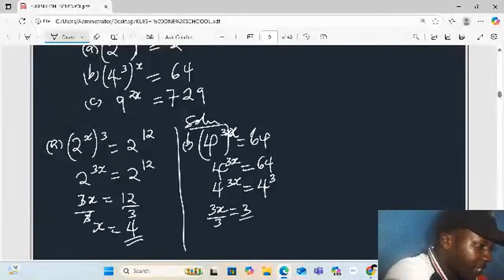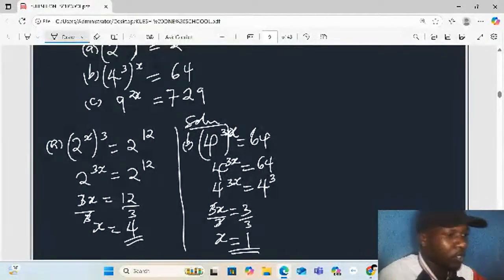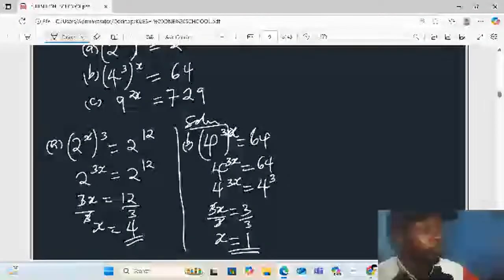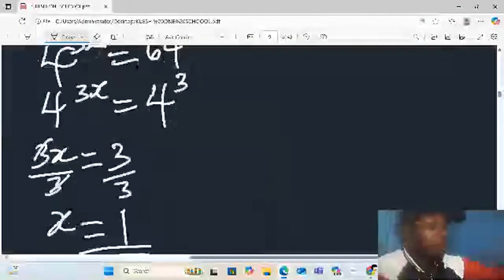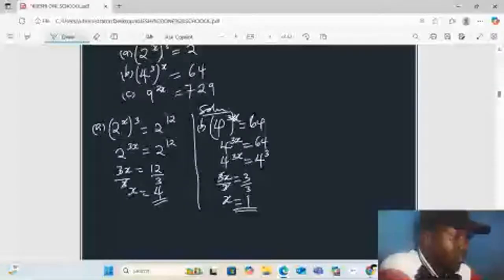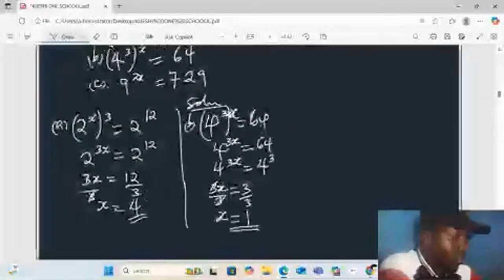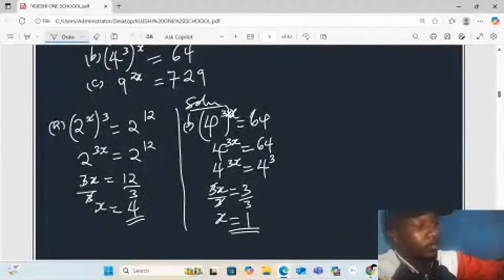So divide by 3, divide by 3. Now our x is equal to 1. So the value of x becomes 1 that way. So that is how we find the value of x in our second example. We can move to the third example. Okay, third example.